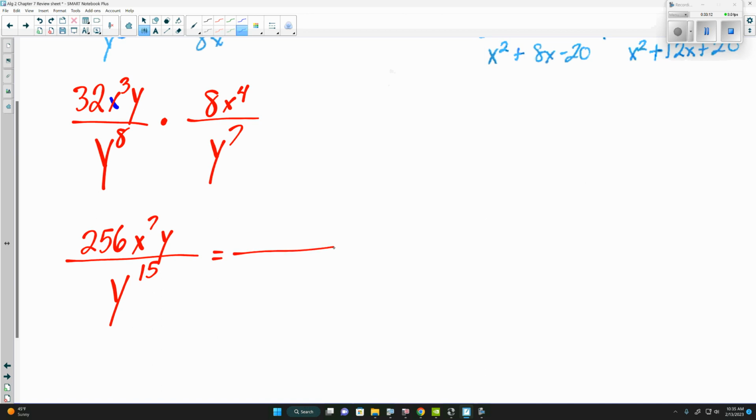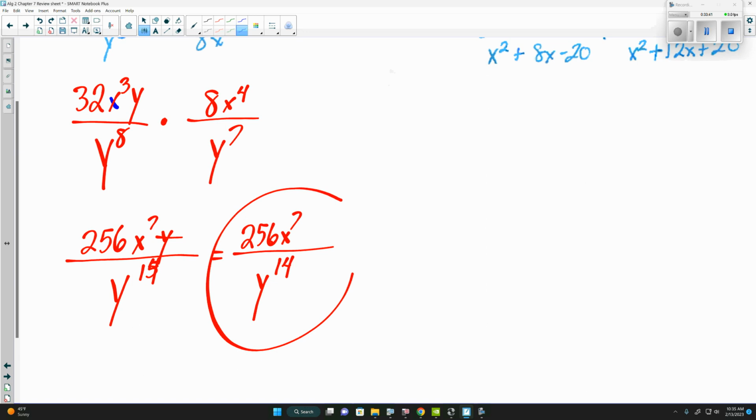Now, with both of these here, there's only one thing in common on top and bottom, and that is the y. So we'll still have 256. We'll still have x to the 7th. But if I take one y away on top and bottom, we're left with y to the 14th. Or as we can say, 15 minus 1 is 14. And since it's bigger on bottom, it stays on bottom. So that's it there.